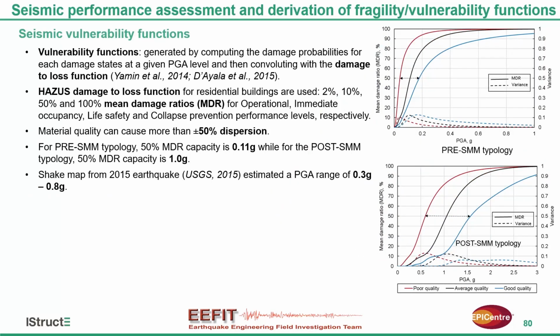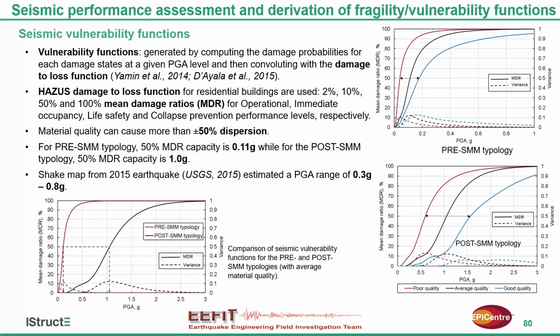Now we have also developed seismic vulnerability curves, using the fragility curves presented before and the damage-to-loss function given by HAZUS. If you see the dispersion due to the material quality in the pre-earthquake and both post-earthquake typologies, it's plus or minus 50%. So the material quality can cause a lot of dispersion in the PGA capacity.